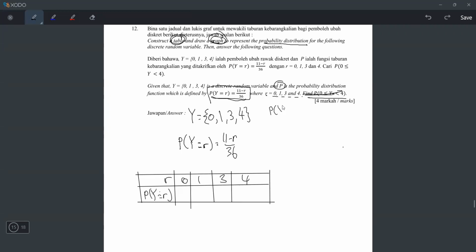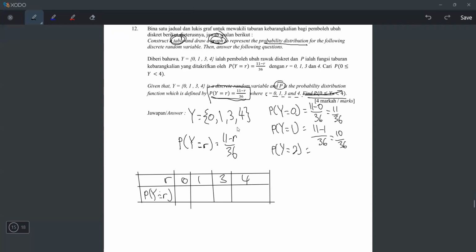So I will do P(y = 0). So I will just ganti lah. 11 minus 0 over 36. So 11 over 36. And then I'll ganti P(y = 1). And then I'll get 11 minus 1 over 36, which is 10 over 36. But I can cut, right? But I think it's better if I don't cut, because later I have to draw graph. So it's better to keep the denominator same for now. But I don't know. But if later I need to cut, then I will cut later.